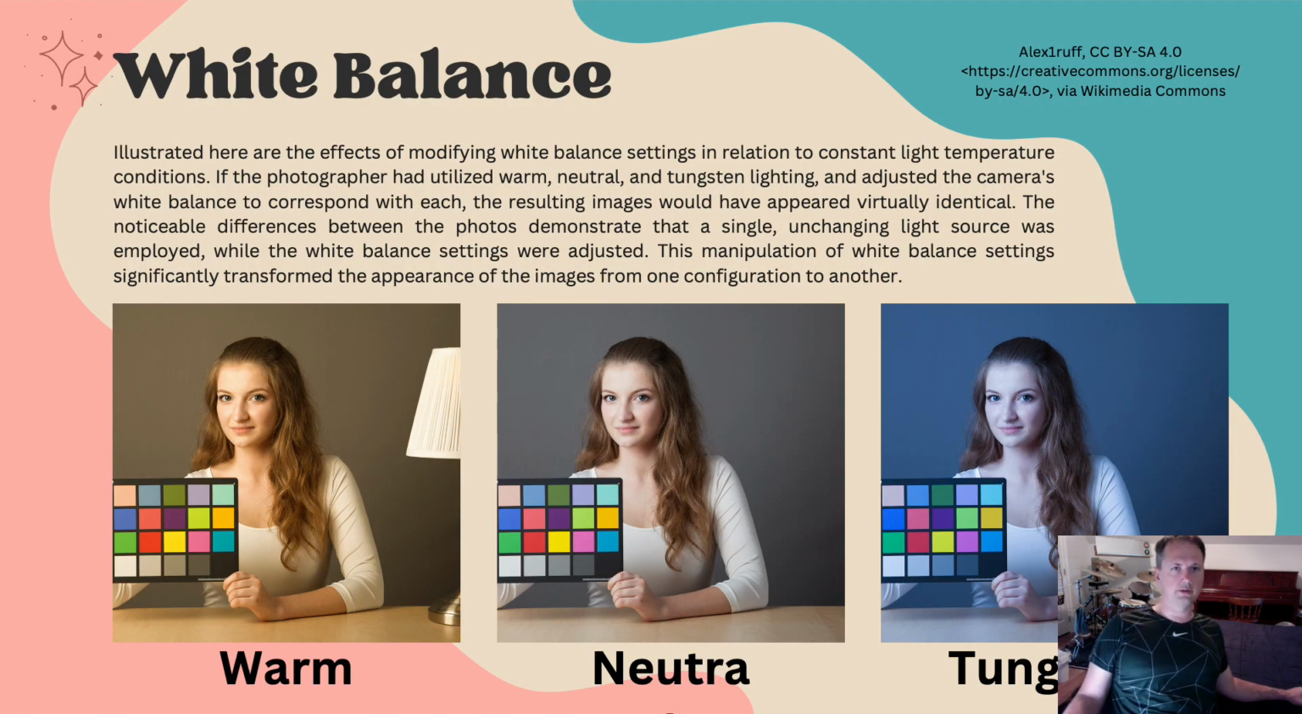So in this example here, they did not change the lighting. They used the same lighting source, but they changed their camera setting from warm to neutral to tungsten. And of course, it produces a different image each time because it's trying to adjust to a scenario that doesn't exist, so you end up with these different colored images.